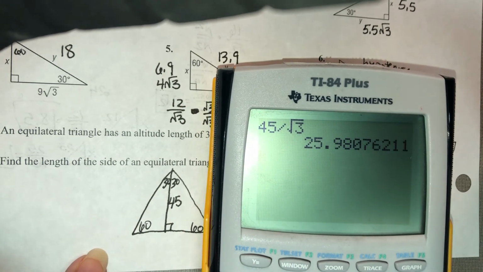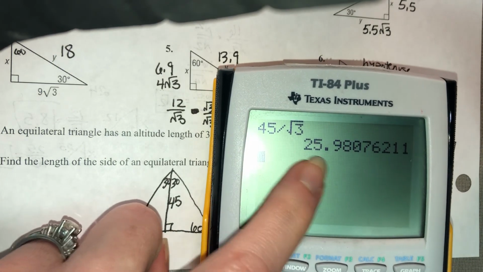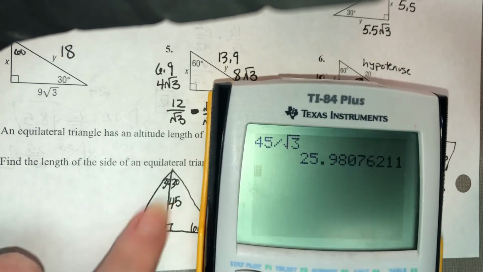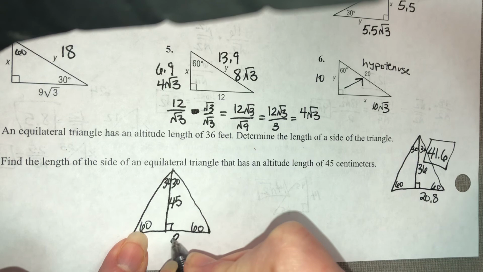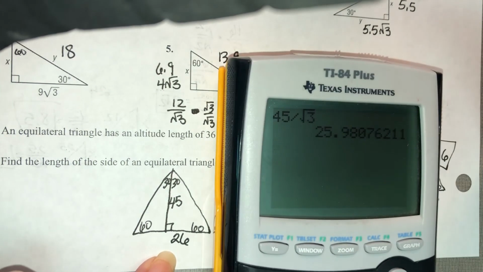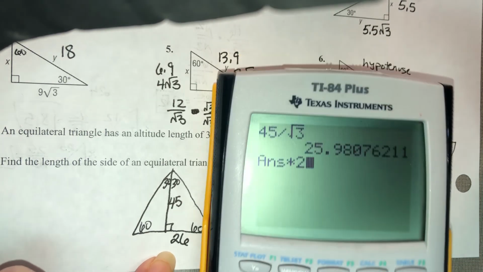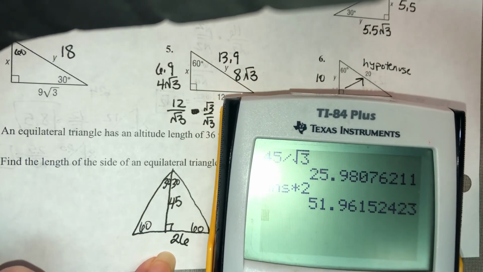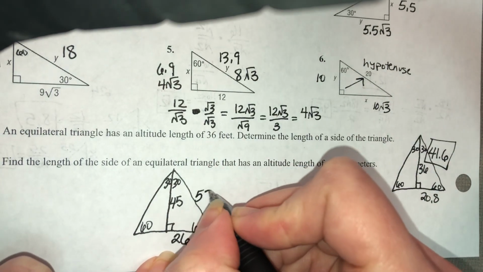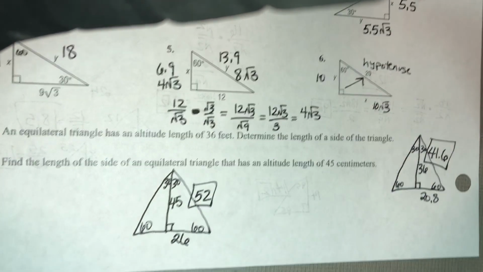So that's going to give me, 8's going to round that up to a 0, which will carry over here. It's going to be 26. And then we're going to double that to get the hypotenuse of our 30, 60, 90 triangle. And that's going to round to 52. So 52 will be the answer.